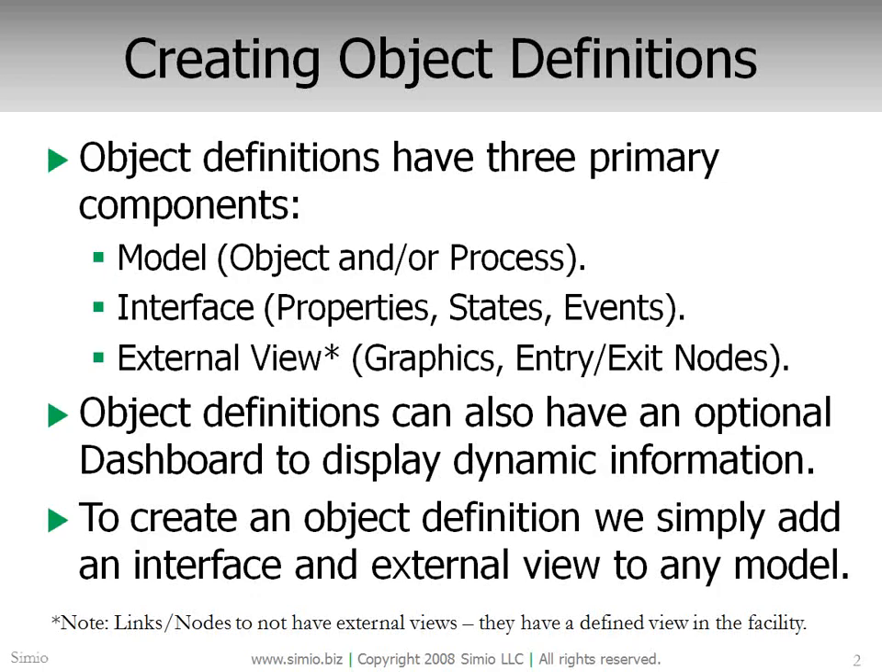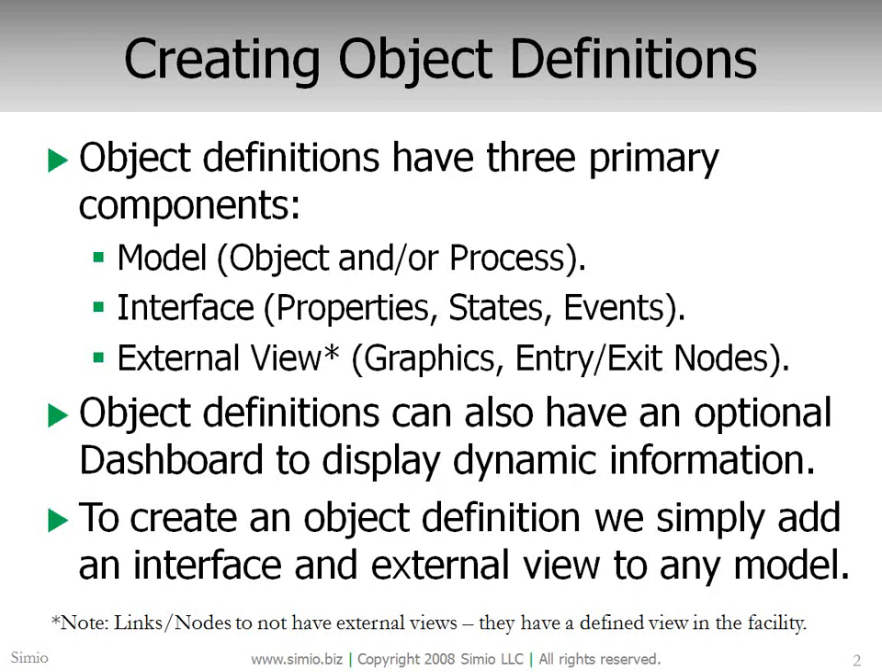Object definitions have three primary components. The first is a model, and that model can either be built using objects, as we're going to do in this example, or with processes, as we do with the lathe example. The other two components are the interface that defines the properties. It may also define states and events, and the external view that gives the graphical appearance of the object for the user that places it in their model. It also defines entry and exit nodes into and out of the object. Object definitions can also have an optional dashboard to display dynamic information. To create an object definition, we simply add an interface and external view to any model that we build.